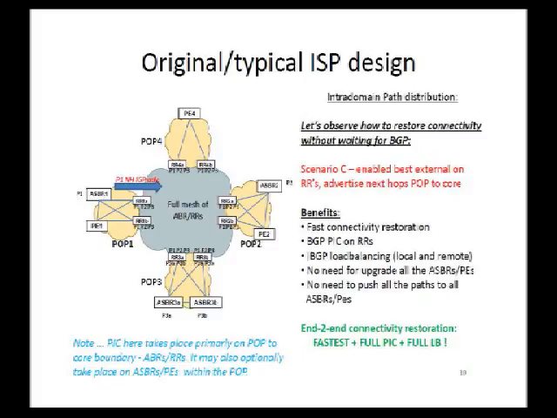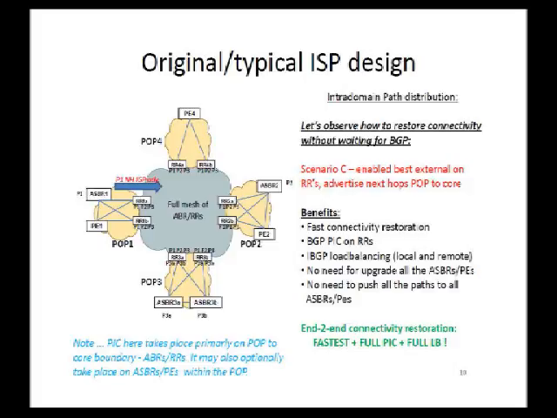So let's move on and observe scenario C. Scenario C is what we had in scenario B, plus enabling best external on the POP to core boundary. So now you can see that just by using this configuration, which is local to the RRs, you get all the paths which are required in all POP to core boundaries. That means that you can really quickly switch over your data packets, both the packets in flight as well as the new packets, to an alternative exit point out of your network.